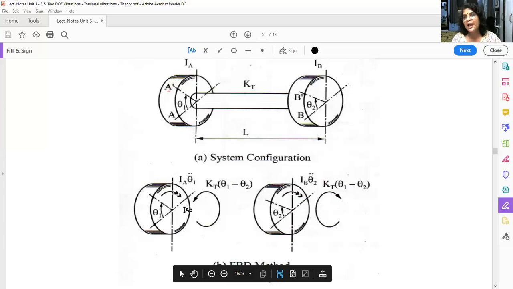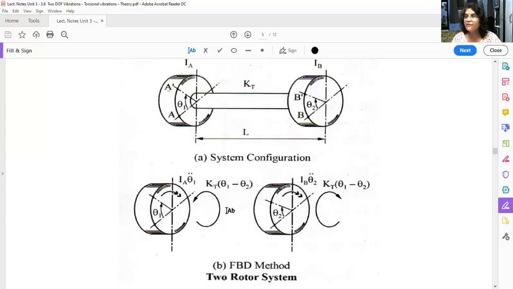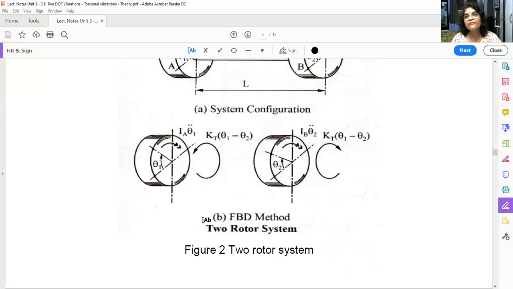And for this rotor it's clockwise direction, because these two restoring torques will always be equal and opposite for these two rotors. So here it is anti-clockwise. What is the magnitude? kt into (theta 1 minus theta 2), and for this rotor it is kt into (theta 1 minus theta 2) only, their directions are different. Now let us write down the equation of motion.